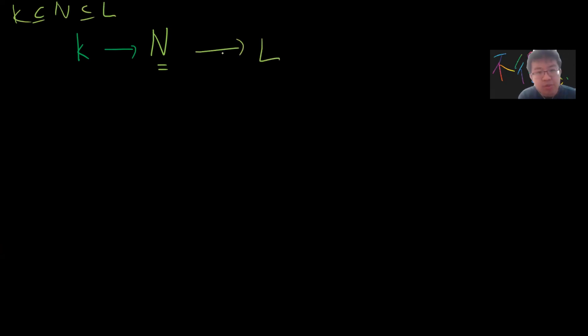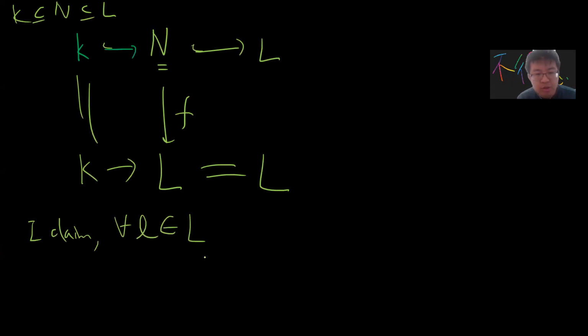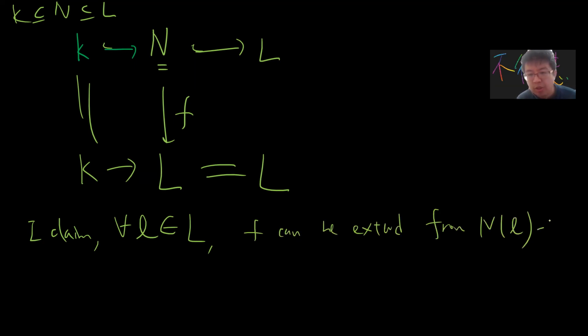Right, so I have this map. This is just the inclusion, and I have F from N to L, and this is the same as L. This is K. This is the same. And I claim for every L belonging to L, this F can be extended from N adjoin L to L.